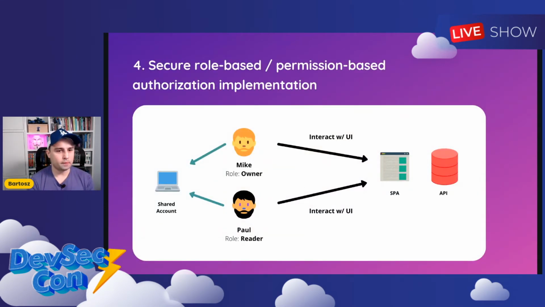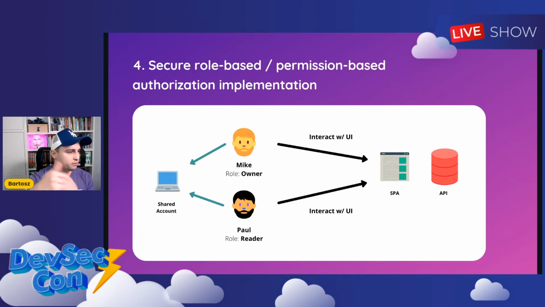Number 4, once we are progressing with this process, you may actually consider a secure role-based, permission-based authorization implementation. So basically, you write an application. Let's stick to 2022. You have an SPA or some other application, and then some API in the backend. So you have different roles. And those roles represent the set of permissions. They may share an account, for example, and different roles log into the same account.